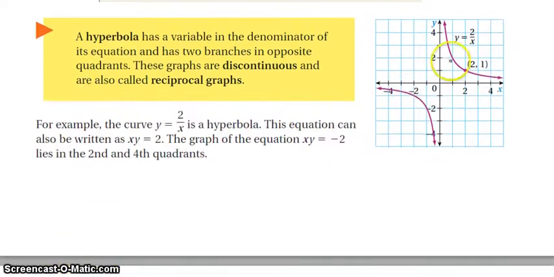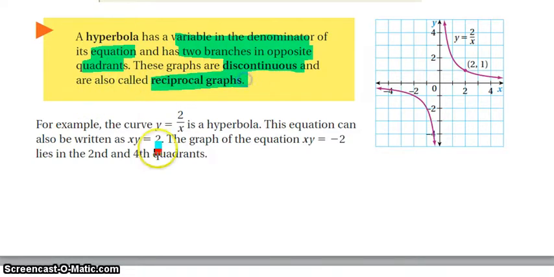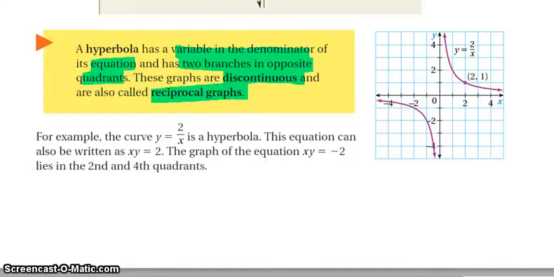Just remember that a hyperbola has a variable in the denominator of the equation, and it has two branches in opposite quadrants. The graphs are discontinuous, and they're also called reciprocal graphs. It's important when you graph a hyperbola that you're labeling the key features. Notice here they've labeled the graph, and they've also labeled at least a point on the curve, and that's important. And of course x, y, and the origin should be labeled as well.